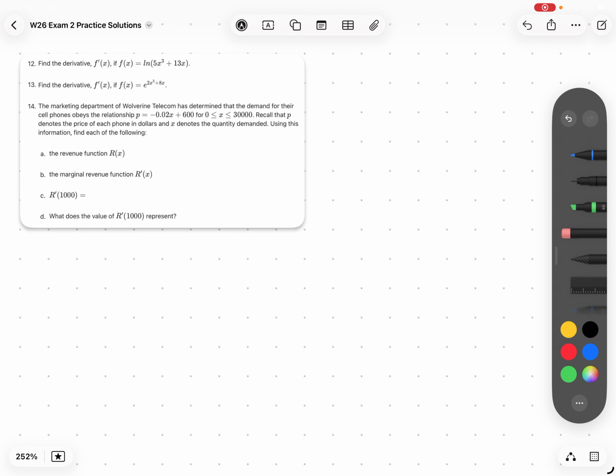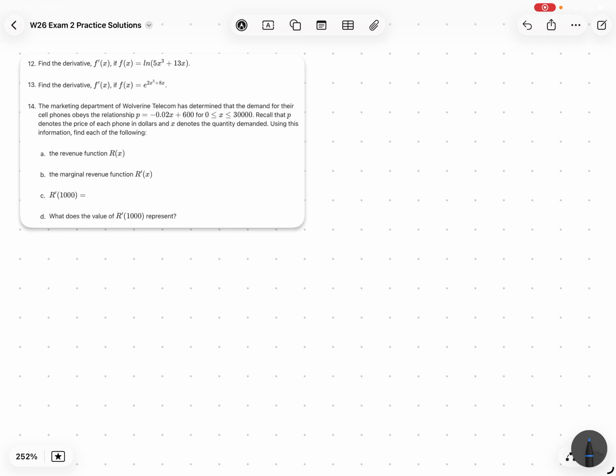Welcome back. I'm going to pick up with number 12 here in my solutions to the practice problems for exam 2. 12 and 13 should be pretty fast. These are derivatives of natural log functions and exponential functions. They are compositions, so we have to follow the chain rule.